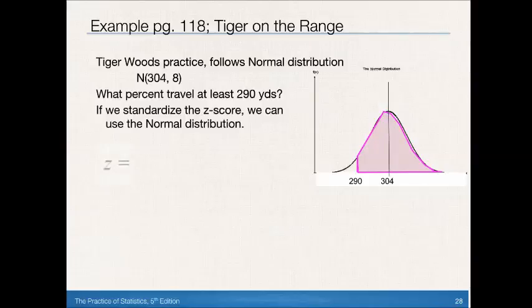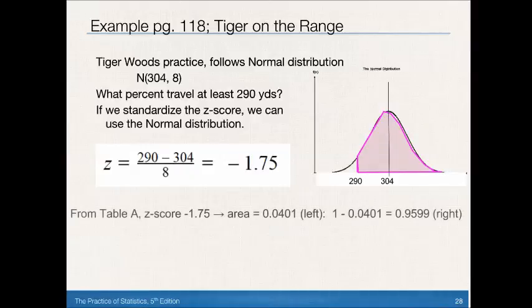First, we're going to use the table. So we have to calculate the z-score. 290 minus 304 divided by the standard deviation of 8 gives us a negative 1.75. That is our z-score. Go to the table. A z-score of negative 1.75 gives us an area of 0.0401 to the left. We subtract that from 1 in order to get the area to the right. So 0.9599 would give us that.